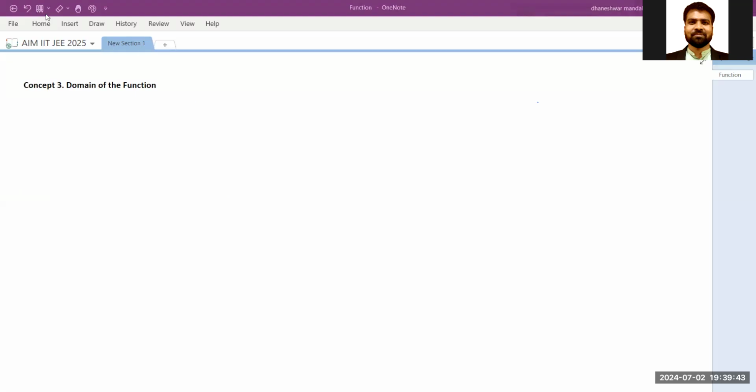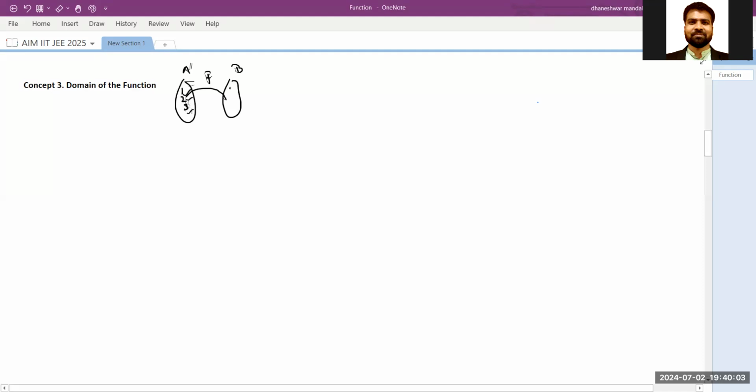Okay. So if I define it from a mapping, see here we have a mapping. A is there and B is there. And one function is defined from here to here. If I take 1, 2 and 3 elements, then for every element of set A, some image will be there in B. It means for these elements, the function is defined. And this set A is known as the domain of this function.